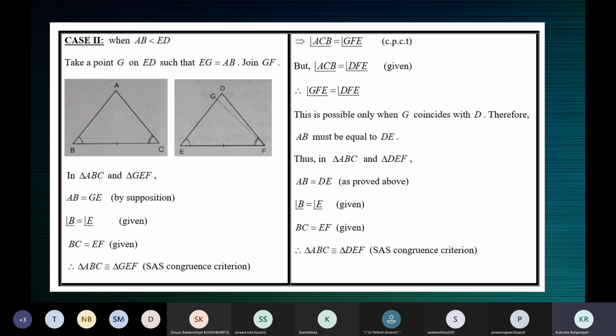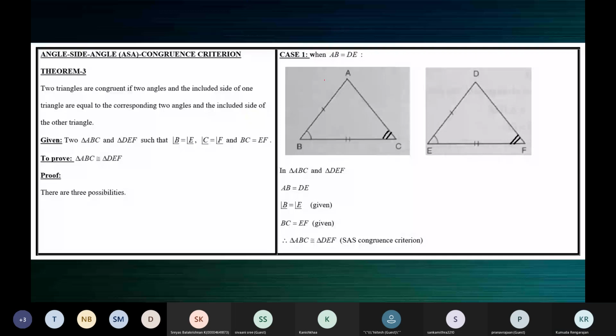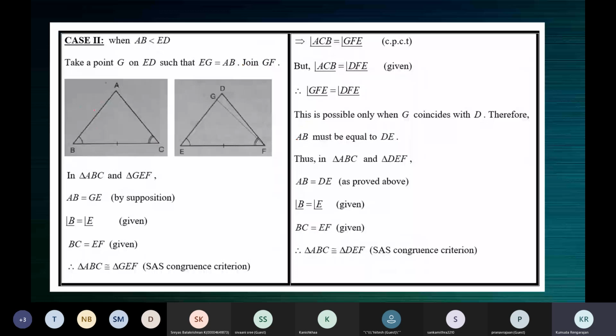In the first case, AB is equal to DE, so easily the triangles are congruent by the SAS rule. What if AB and DE are not equal? What if AB is less, 4 centimeters, and DE is more, 5 centimeters? Then we'll take a point G on DE. DE is longer, no? So you can take a point G on DE such that GE is equal to 4 centimeters, that is, GE is equal to AB. Then join FG.